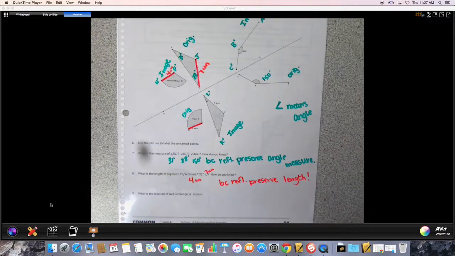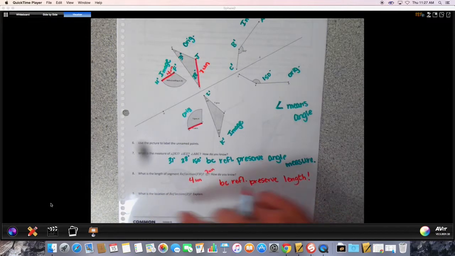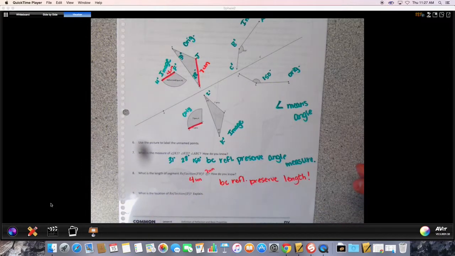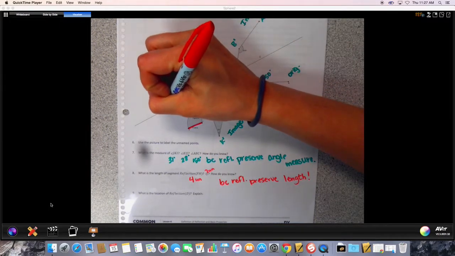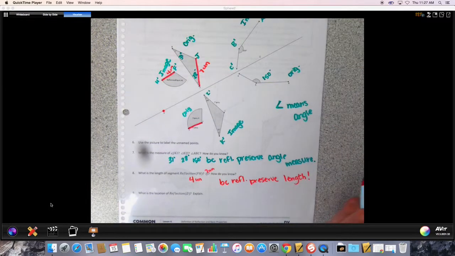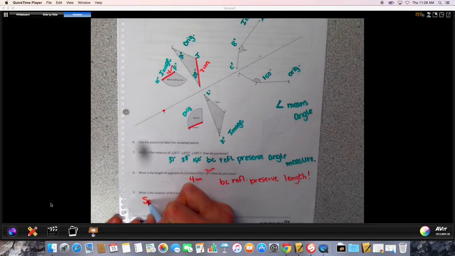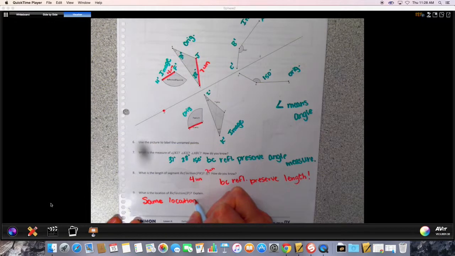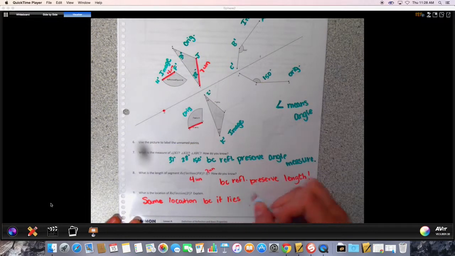All right, last but not least for the lesson today is number 9, and that is, what is the location of reflection point D? Explain. So point D is right here, and what is the location of the reflection of that? It's in the same location because it lies on the line of reflection.